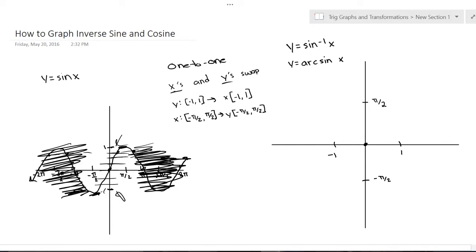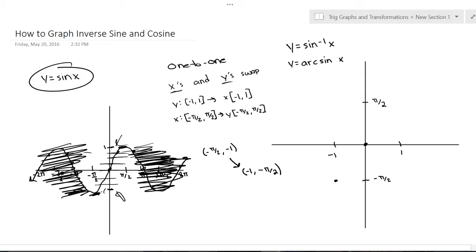Now we just need to think about how to graph it. What we can do is take points from this sine function and then just swap the x's and y's and graph them here. A way to do that is we'll start at the bottom. We've got the point negative pi over 2, -1. We're going to swap the x's and y's, so that becomes, for the inverse function, -1, negative pi over 2. It's a point right here.